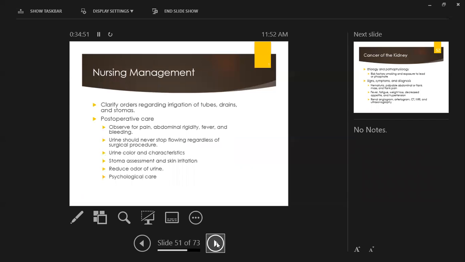Nursing management: clarify orders regarding the irrigation of the tubes, drains, or stomas. Make sure that you know how to properly care for those. Postoperative care: observe for pain, abdominal rigidity, fever, bleeding. Urine should never stop flowing regardless of the surgical procedure. Urine color and characteristics will be important to document. Stoma assessment and skin irritation around the stoma site will be important to document.